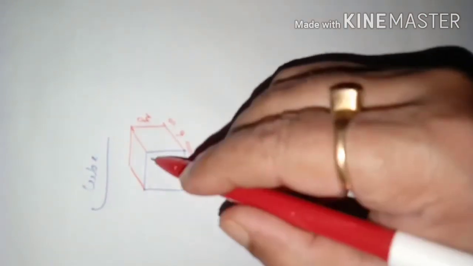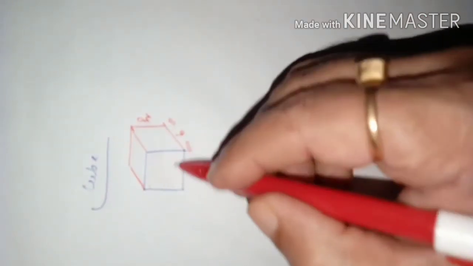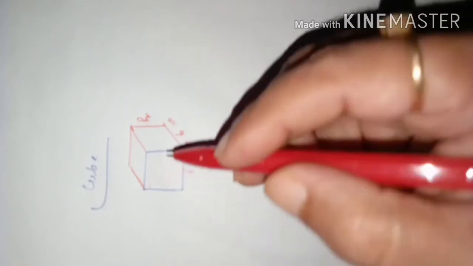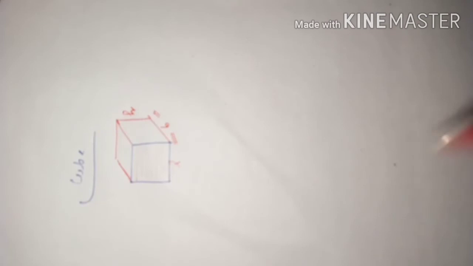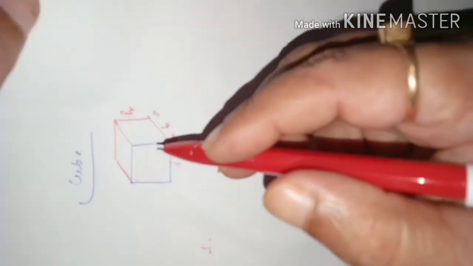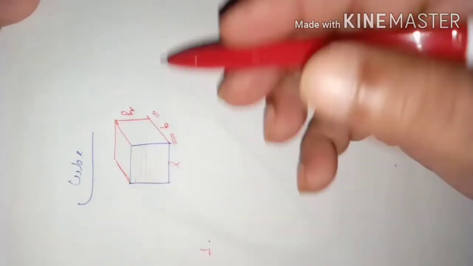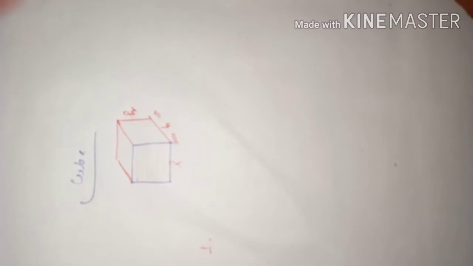Since it is similar to a cuboid, it is a cuboid only, so we can apply the formula for a cuboid here also. What was the formula for lateral surface area for a cuboid? That is applicable here also, because a cube is nothing but a cuboid, no? Every cuboid is not a cube, but every cube is a cuboid.